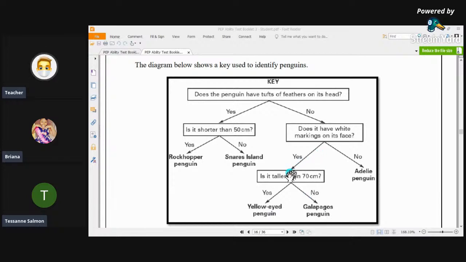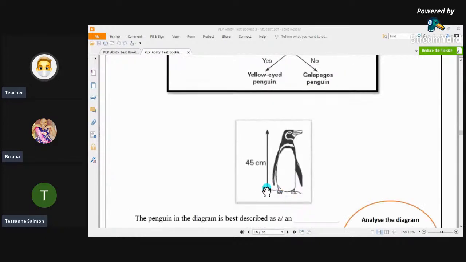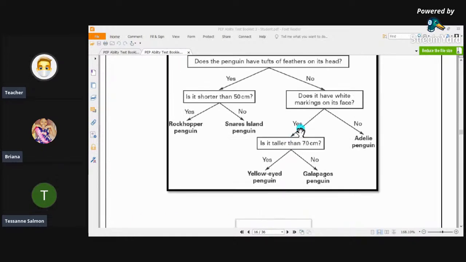What is the thing that determines which one it is then? If it is taller than 70 centimeters. Hold on, let's go back to this now. Is it taller than 70 centimeters? No, sir, it's shorter. So if it is not taller than 70, we say no to this, then what penguin will it be? The Galapagos penguin.